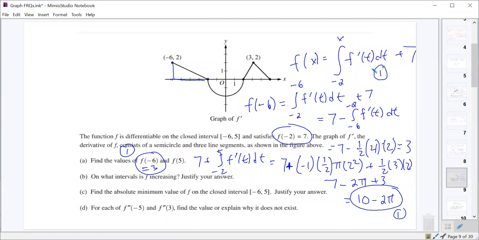Wait, does that mean if you used a different method of finding the values, you wouldn't get that point because you didn't use the initial condition? Or can you not do it without the initial condition? You cannot do it without the initial condition. There's no way to get those values without using the 7 in some way.